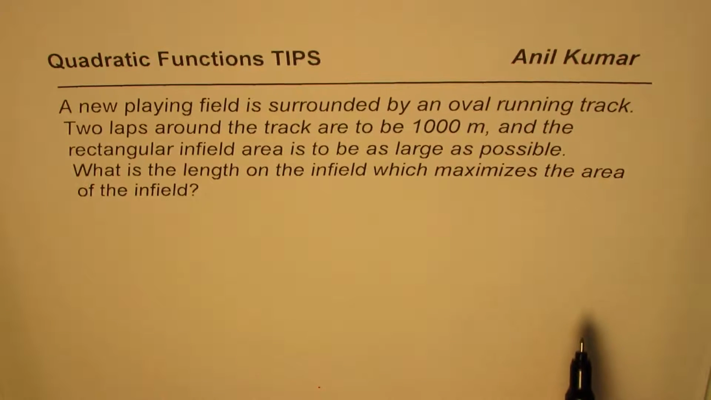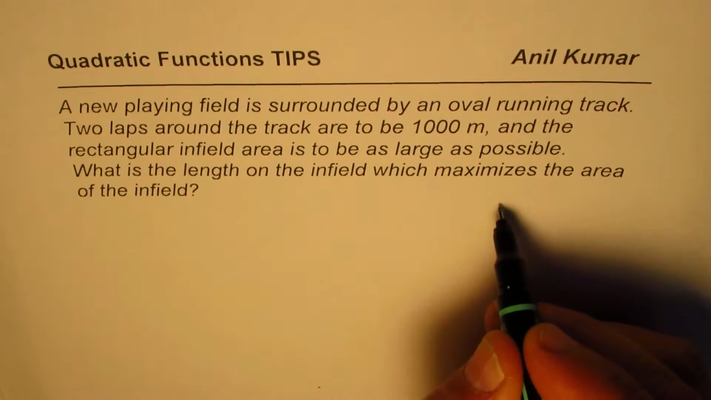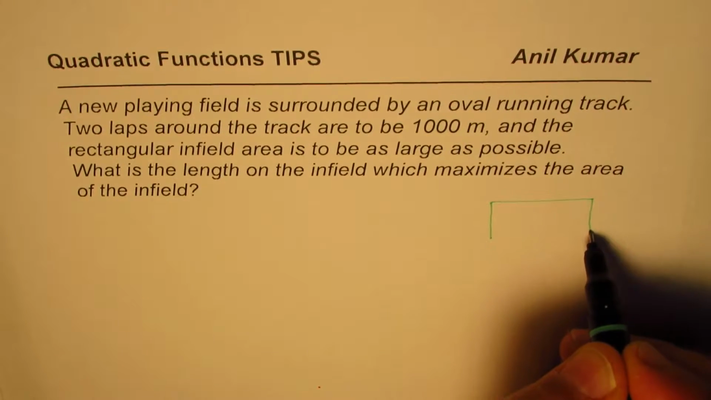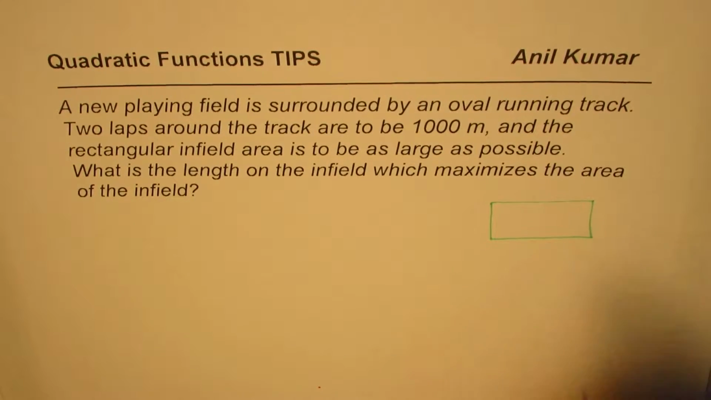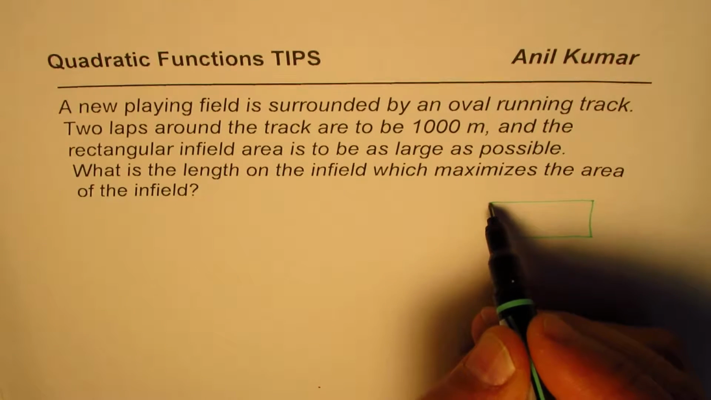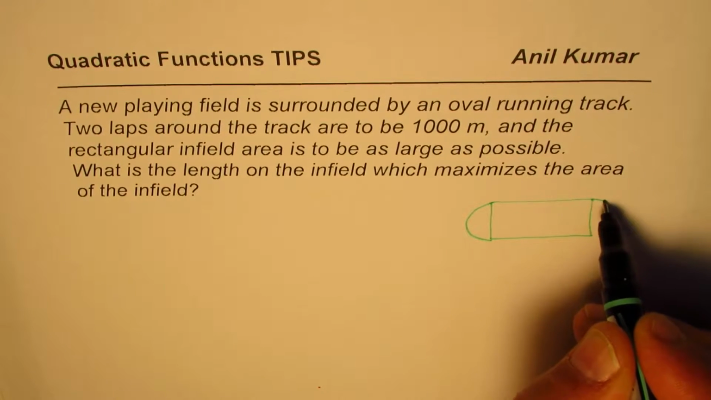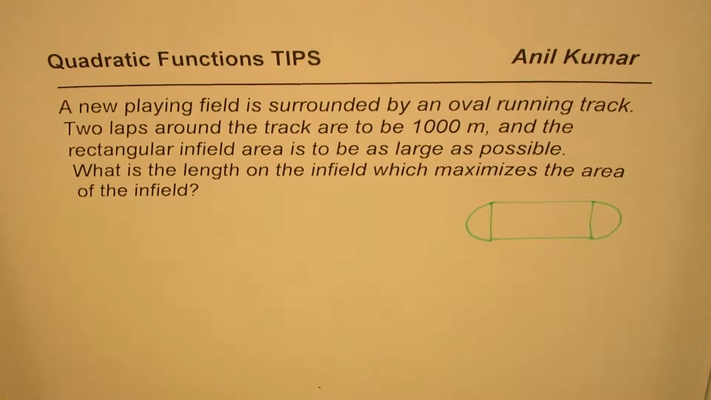This is how we can solve it. Let's first sketch, right? So we want this rectangular infield to have maximum area. That's kind of critical, and it has a track all around, and so it looks oval. So that is how the field is, correct?